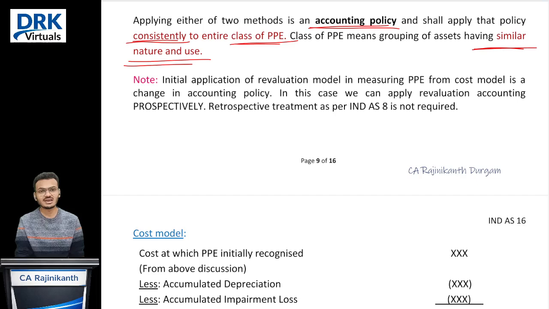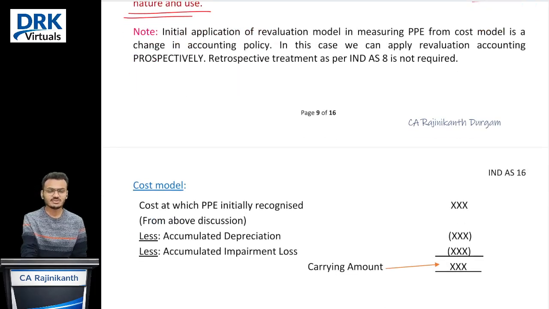It means if the assets have similar nature and similar usage, we should follow either only the cost model or only the revaluation model. If the assets have different nature and different usage, we can apply a different accounting policy. Accounting policy means the cost model or revaluation model. Suppose we are applying the revaluation model for the first time, having previously applied the cost model. In that case, Ind AS 8 says that retrospective accounting is not required. Apply the revaluation accounting prospectively; that is sufficient.